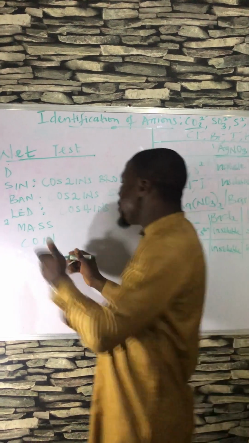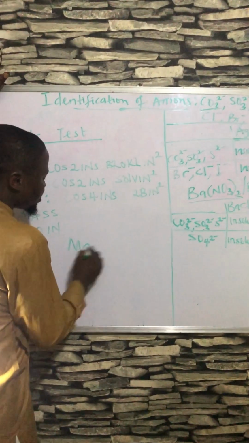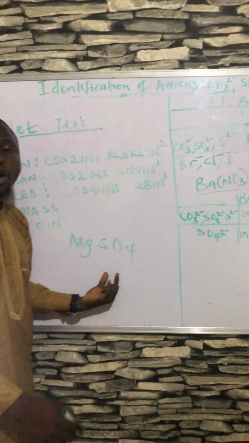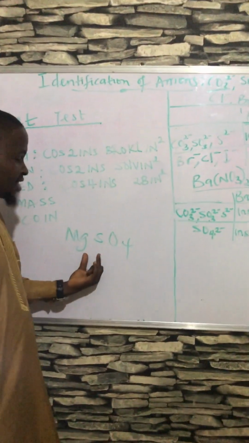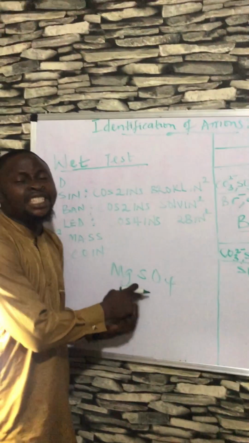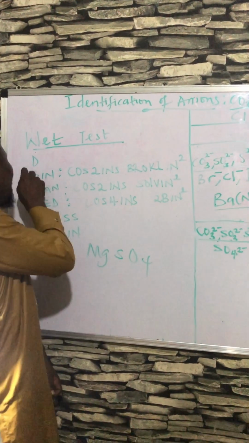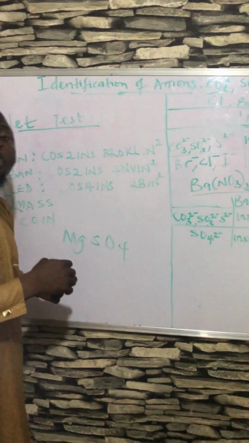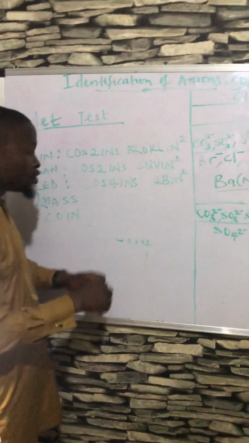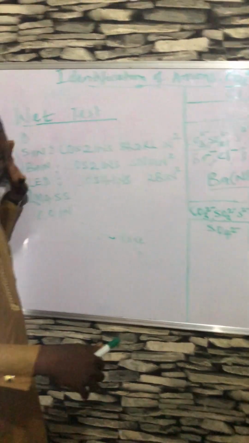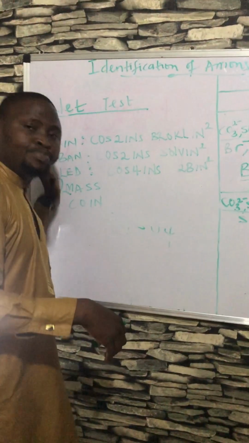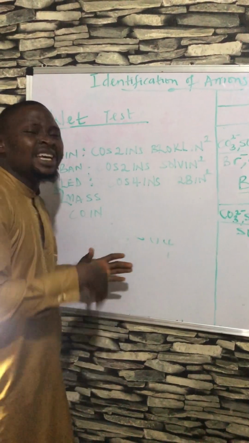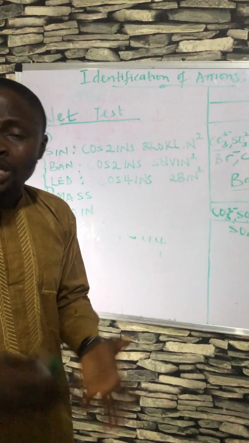Mass stands for magnesium tetraoxosulfate 6. This is another precipitating agent for anions. So I'm going to be limiting the discussion tonight to these 4 precipitating agents. When I started, I said the mnemonic device is the sin ban led to mass coin.